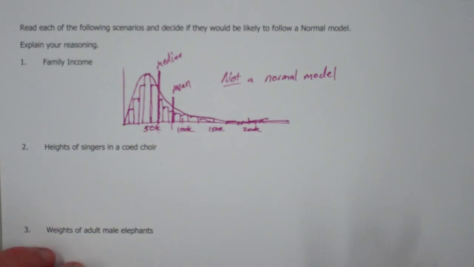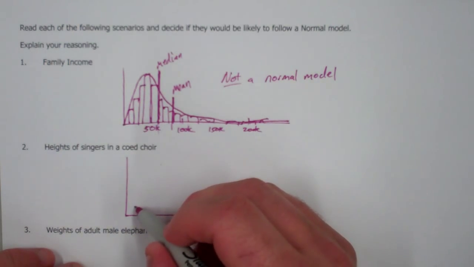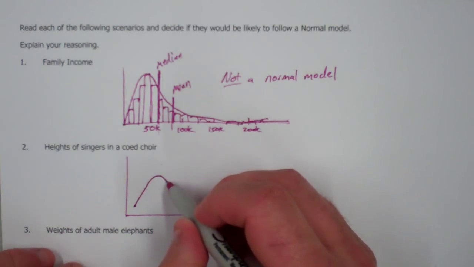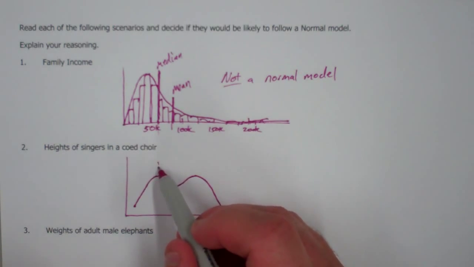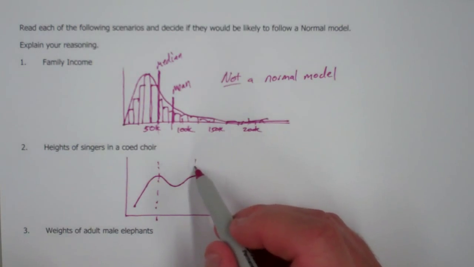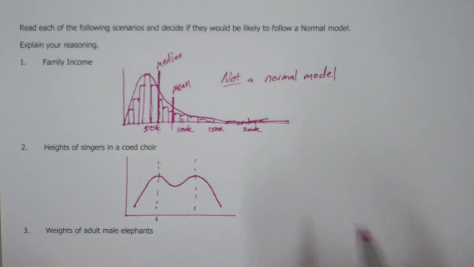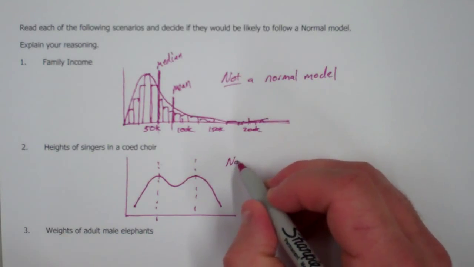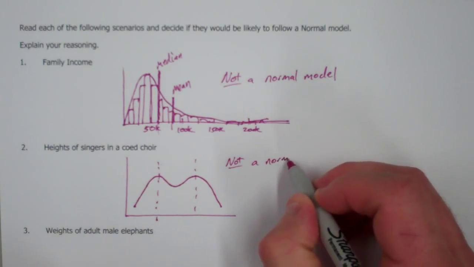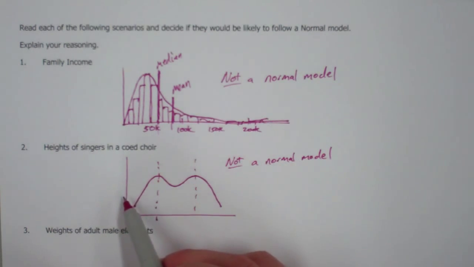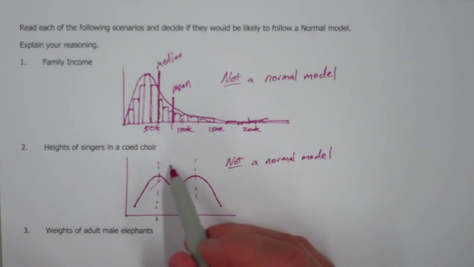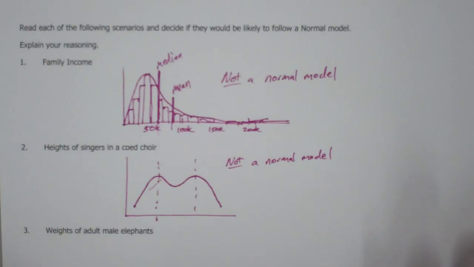The heights of singers in a co-ed choir. Well, if we think about this, if we have the frequency on the left and the heights here, what's probably going to happen is this. And I think this is going to happen because this would be the median height of the girls, and this would be the median height of the men. So this is bimodal, and we would say not a normal model. Although this sort of looks bell-shaped, we'd actually have to have this guy up here, and we want it to come down a little bit first and then rise up and then come down again on the other one.